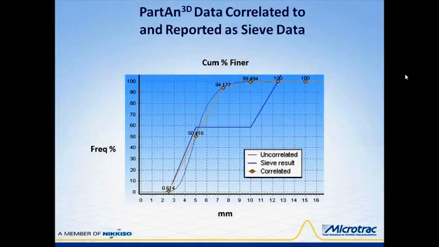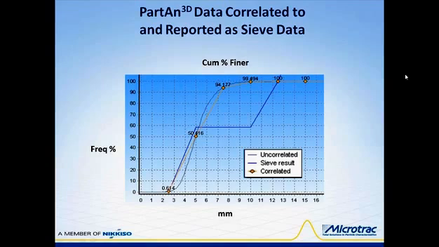This slide speaks to a feature in the Partan software which allows the user to develop the correlation of the Partan data to their historical Sieve data. Many users find this convenient to use as they transition from reporting the data in the Sieve analysis format to the Partan format. The graph shown is the final result of running this correlation feature in the software.